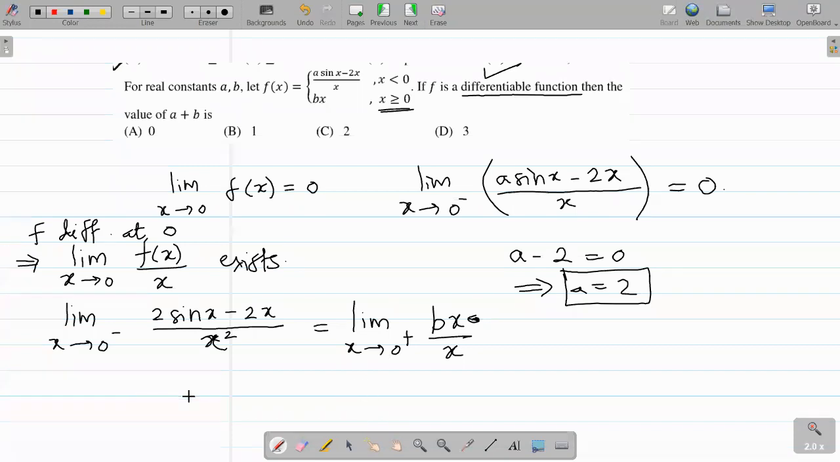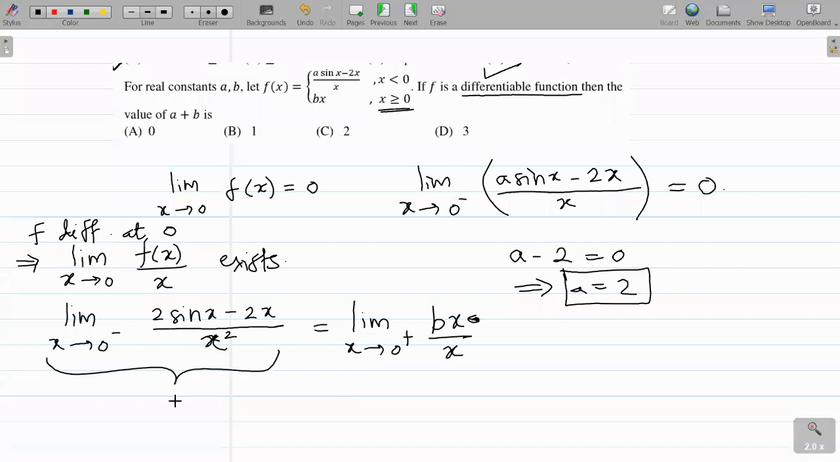So let's compute that. I have to compute this limit. Now how do I do this? How will we compute? If we put 0, there is a problem. So what do I do? Come on, how do you calculate this limit?